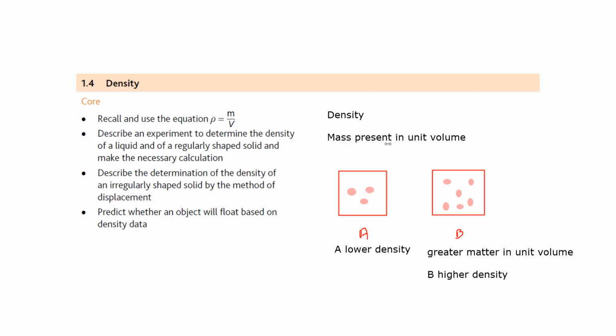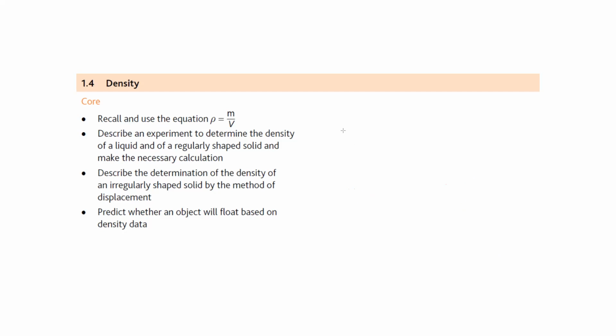Then another example: if we have two objects of different volume but the same number of particles. This one has 3 particles, and this one also has the same 3 particles. Which object has more matter in a unit volume, or which object has high density, more matter in a small space, A or B? The amount of matter in a unit space is known as the density.